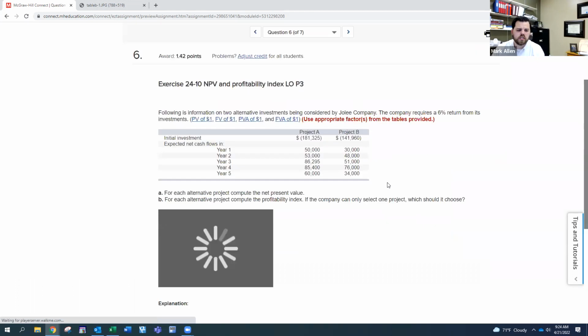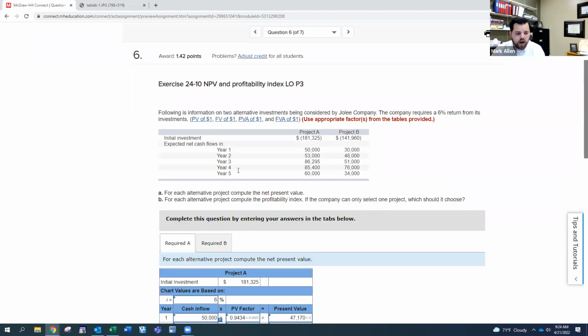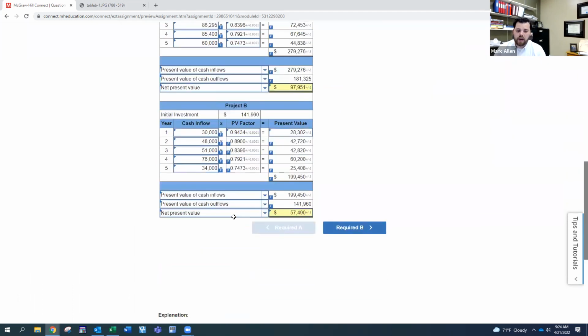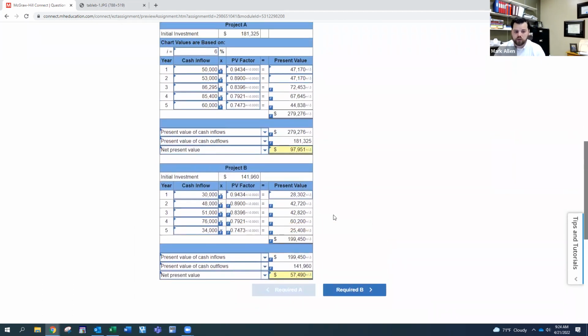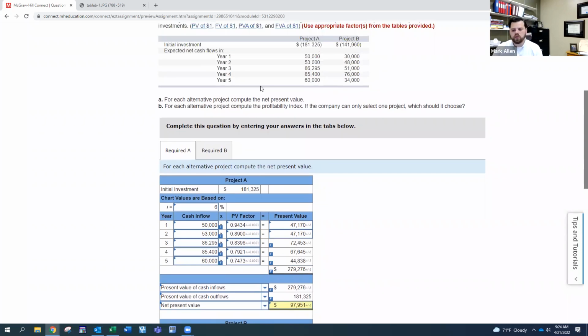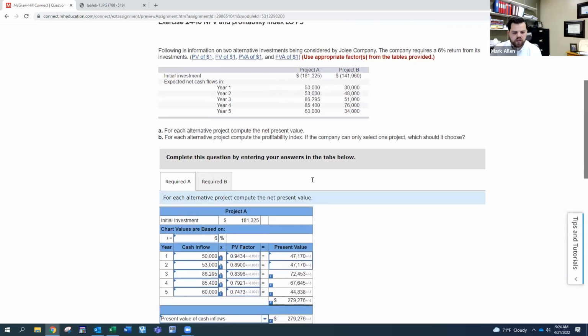All right, number 6, net present value and profitability index. So we've seen a net present value problem before. So that part of this problem should not be anything we're too unfamiliar with. But the profitability index part might be, right? So we're going to go through both pieces, but hopefully this first part isn't too difficult for us.